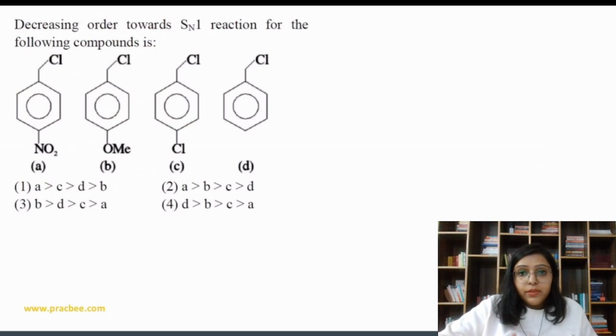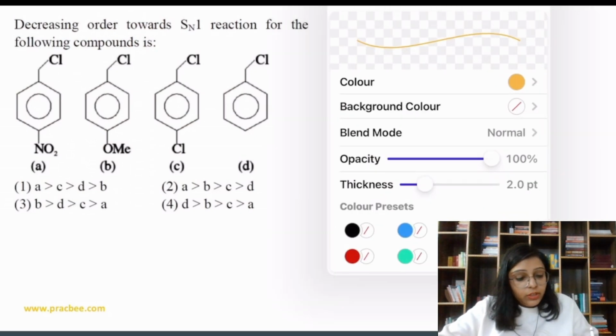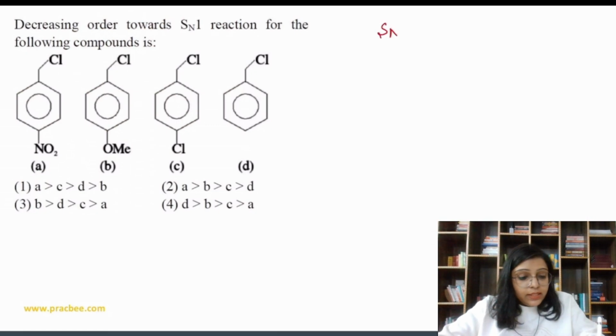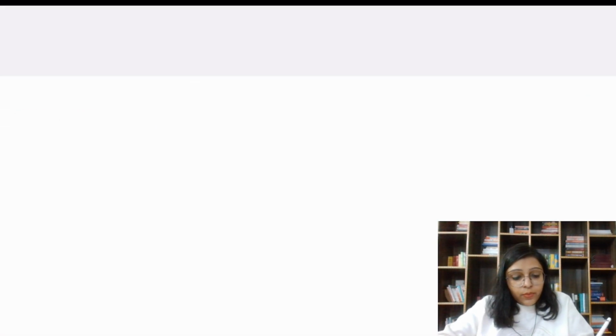Decreasing order towards SN1 reaction. So if we talk about the SN1 reaction, beta, the SN1 reaction proceeds via two steps, right? So in the first step, what happened?